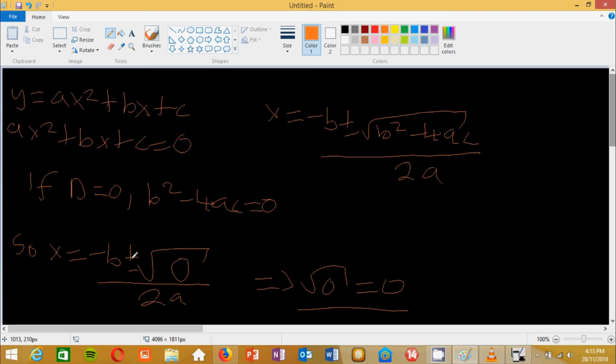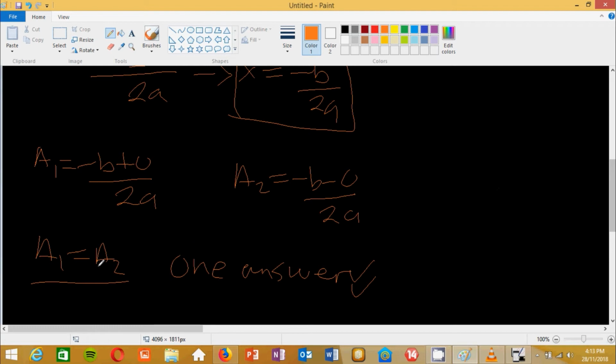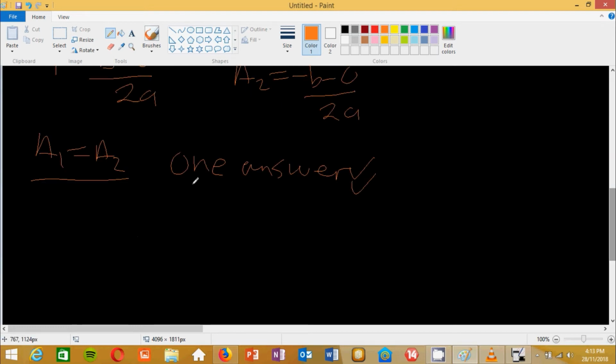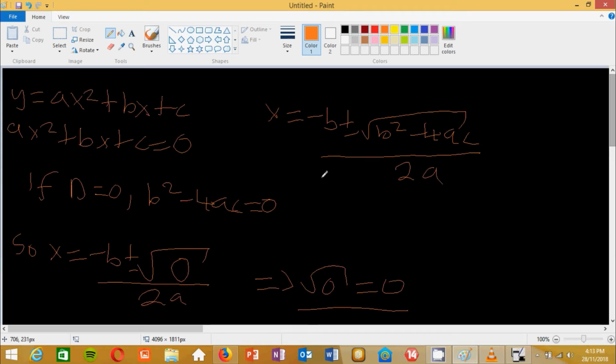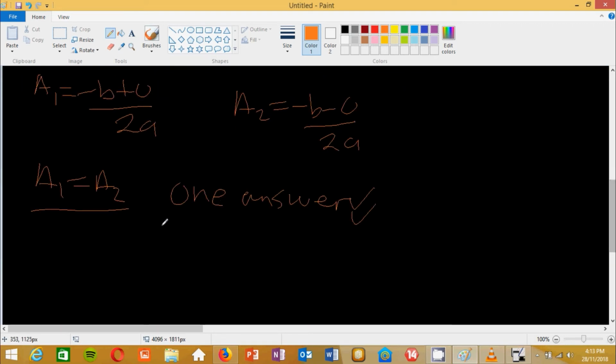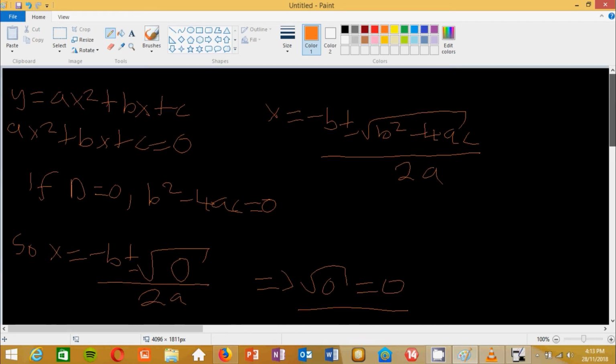So when you try and solve your quadratic equation, you're going to realize that you have two answers which are exactly the same. Two identical answers. And what that means is you only have one answer. So that's it. Some quadratic equations will produce one exact answer, and this entire thing here is the explanation.